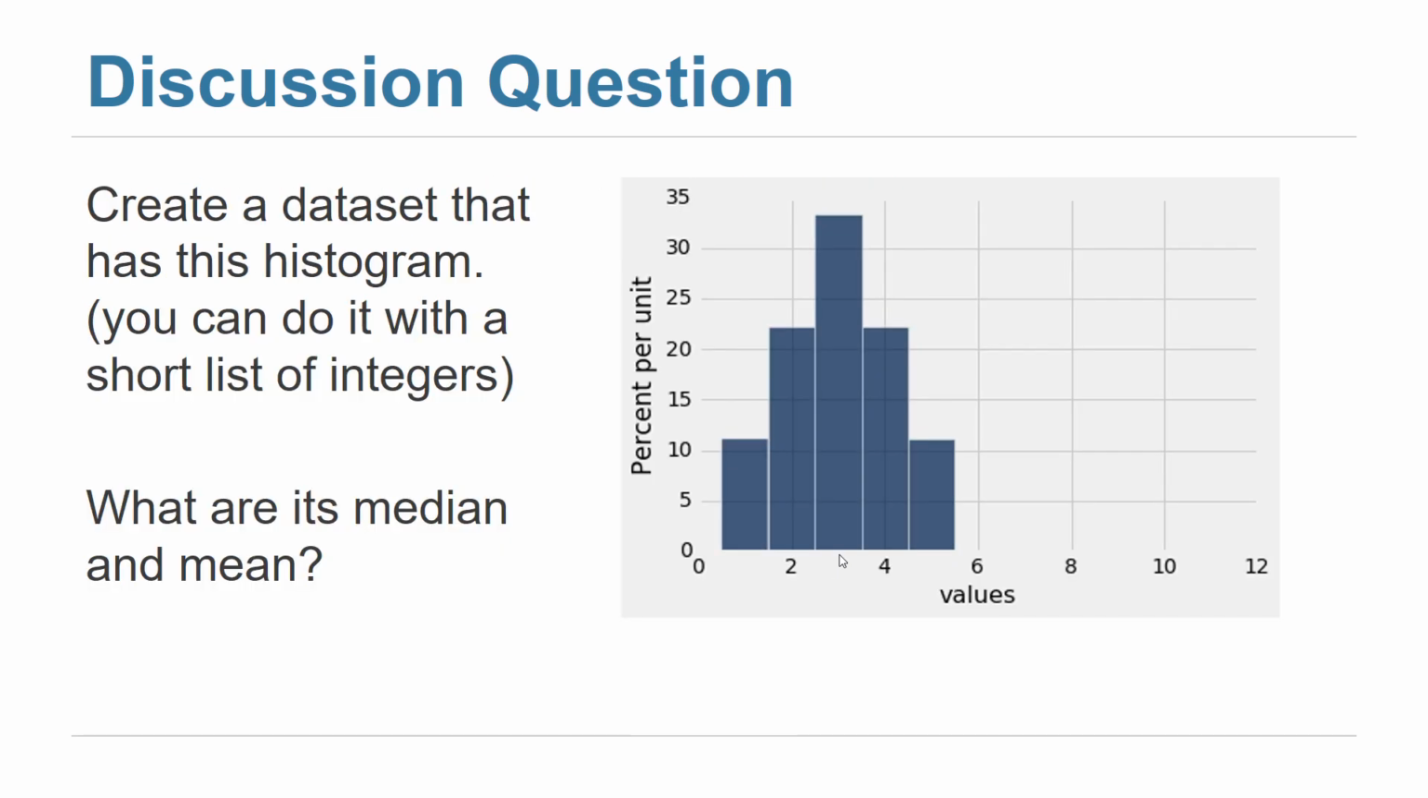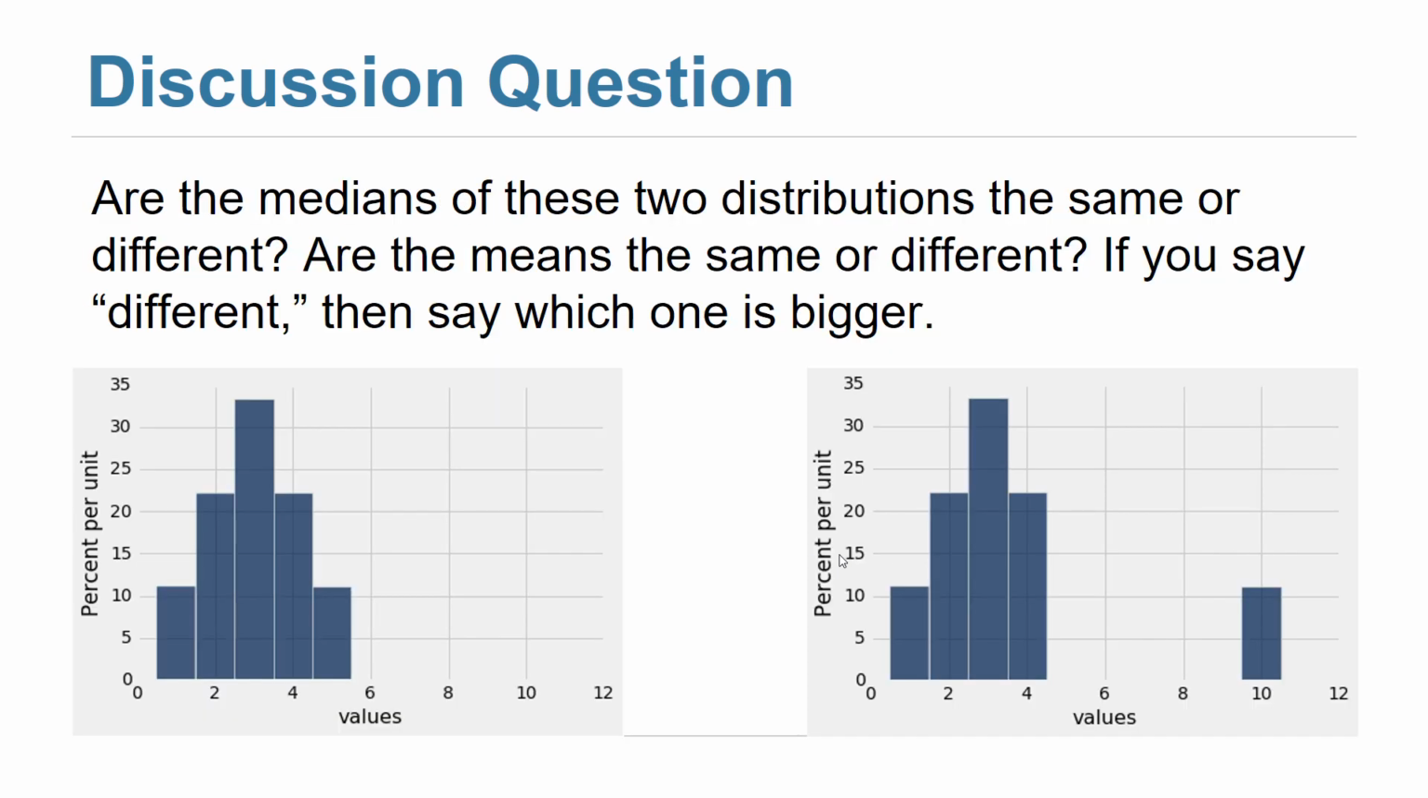So we started with this histogram. Now we have two histograms. This is the one that we saw in the previous slide, and here's the same histogram but with one modification. We moved the value that was 5 to the right a bit to be 10. Now this is a different histogram.